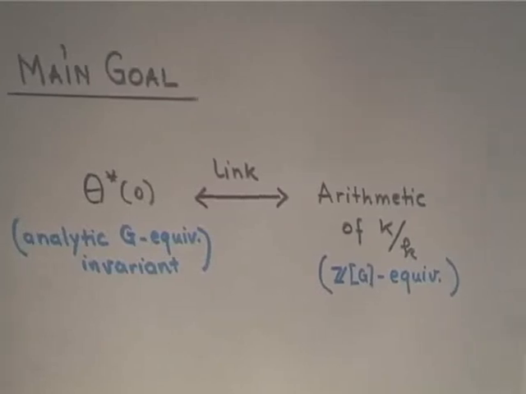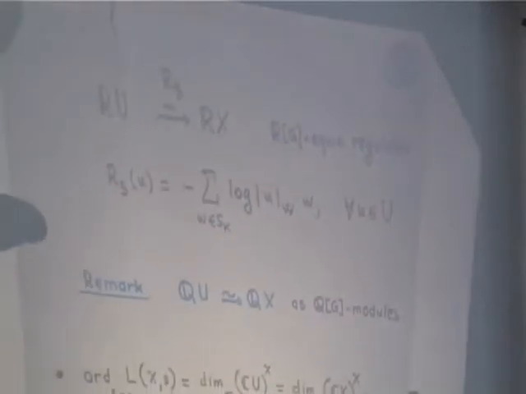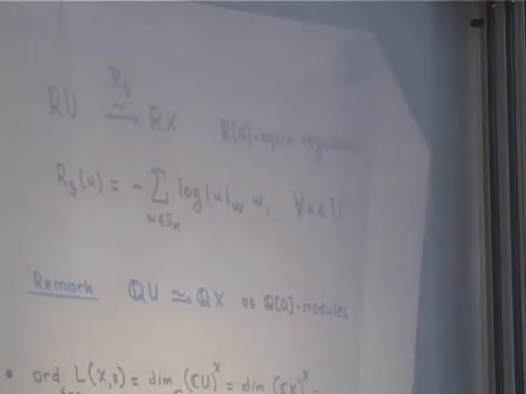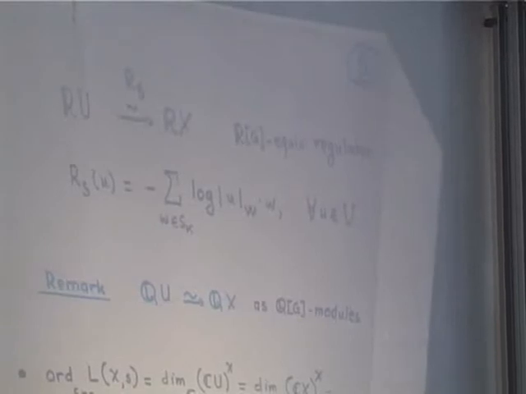So please recall, let me just align this properly. Sorry about that. Okay. So please recall that we have these isomorphisms between R_U and R_X, and that's given by this R[G] equivariant regulator. Well, the first hint that there might be a link between the L functions described here and the arithmetic lurking in the background of this picture is given by the second half of this slide.